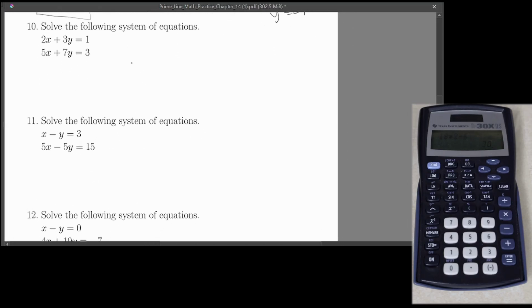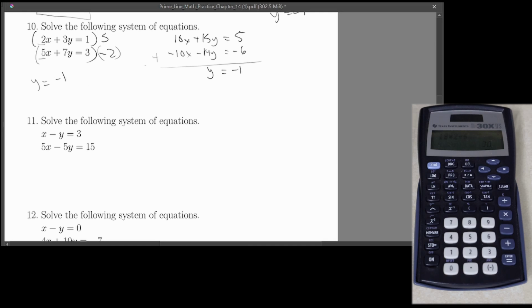Okay, number 10. I don't see any values that work out right off the bat, so what we're going to do with this top equation is we'll multiply it by 5, and this bottom one will multiply it by a negative 2. So I'm taking these numbers, multiplying and making one of them negative so they'll cancel out. That gives me 10x plus 15y equals 5. And this gives me negative 10x minus 14y equals a negative 6. I can combine these and we get 0 for the x's, 1y, and negative 1. So we get y equals negative 1.